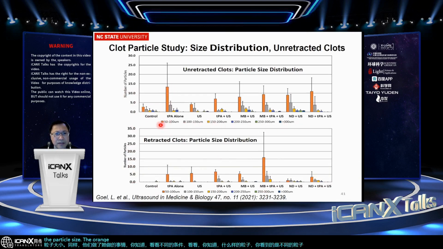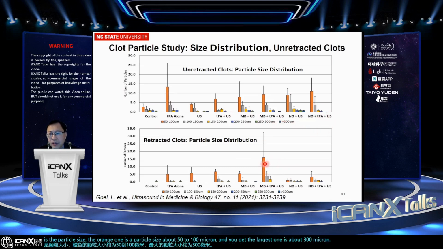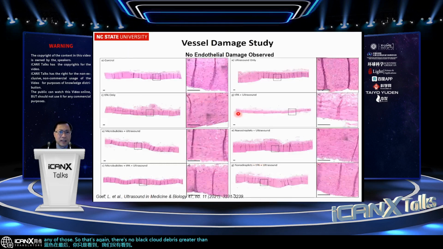The orange one is particle size about 50 to 100 micron, and the largest one is about 300 micron. It's a dark blue at the end. We didn't see any of those. So again, there's no blood clot debris greater than 1 millimeter, which is not concerning here.